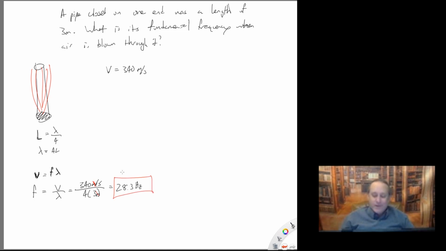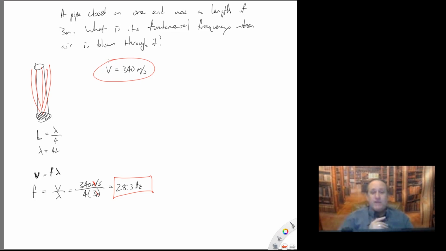You can see we could do similar problems where instead of finding the fundamental frequency, we ask how long the pipe should be to get a certain fundamental frequency. But the key is that for air blowing through a pipe, we need to know the velocity of the sound in air. So again, typically you can think of that as given. It should be given, but maybe some of the problems assume you know it already.